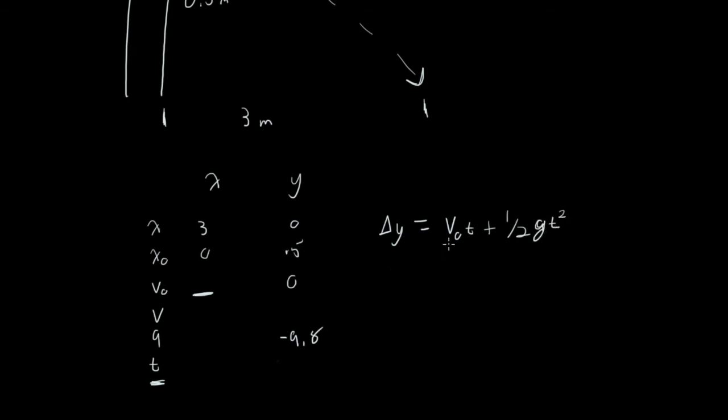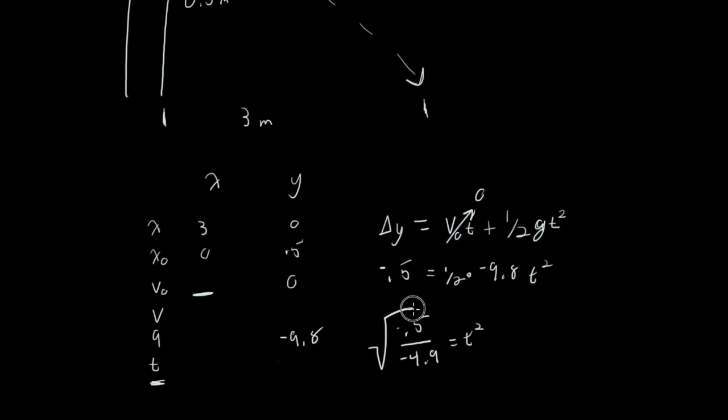If I plug my values in, this is going to go to 0, and I'm going to get negative 0.5 equals 1/2 of negative 9.8 t squared. And so if I want to solve this, I just take negative 0.5 divided by negative 4.9 equals t squared. Take the square root of that, and I can solve for t. And I will get 0.319 seconds. So I plug that in right here, 0.319 seconds.